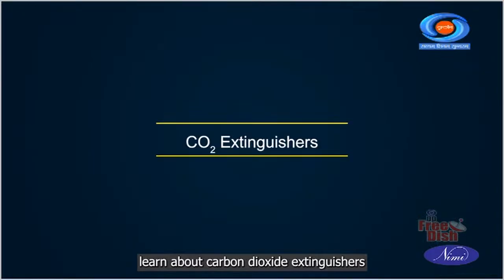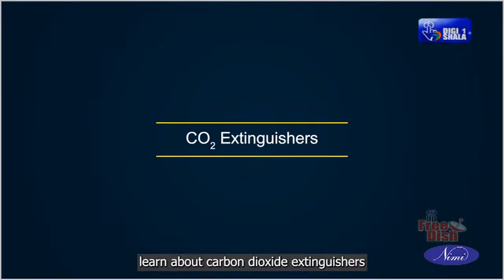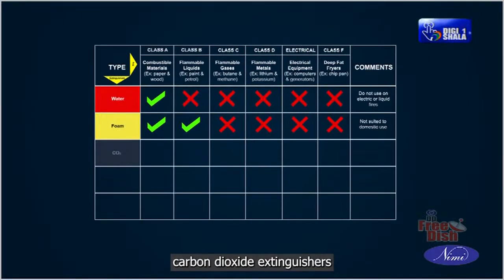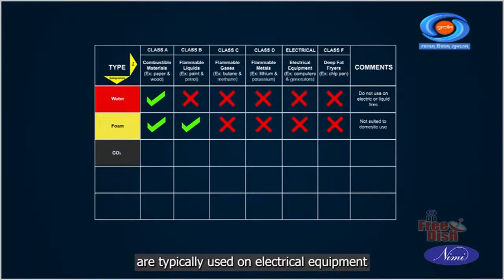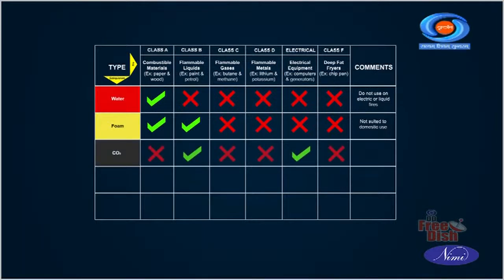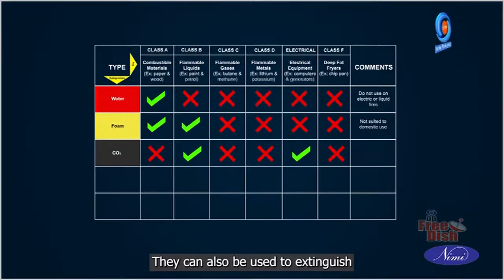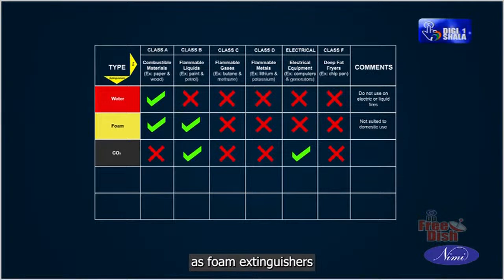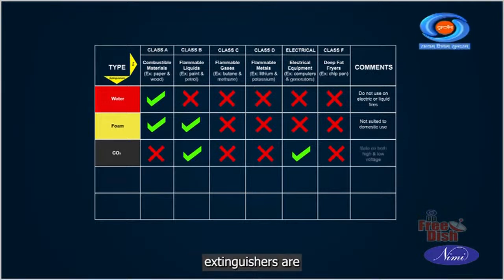Let us now learn about carbon dioxide extinguishers. Carbon dioxide extinguishers are typically used on electrical equipment. They can also be used to extinguish flammable liquids in the same way as foam extinguishers. Carbon dioxide extinguishers are not generally effective in open air.